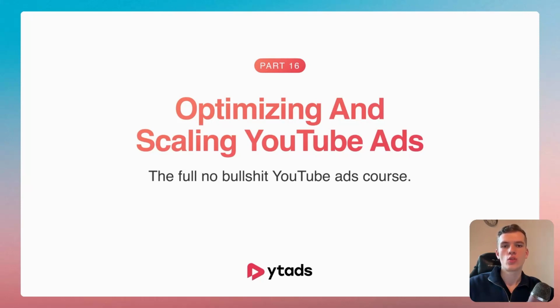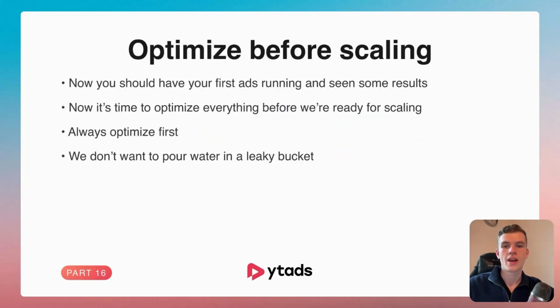Now at this point your YouTube ads should already be working and already be running and producing some results, and now we're going to talk about how to optimize them, how to improve them, and how to scale your YouTube ads. And the important thing is we want to optimize before scaling. So now you should have your first ads running and seen some results. And now it's time to optimize everything before we are ready to scale. So we have to optimize before we are even ready for scaling the ads.